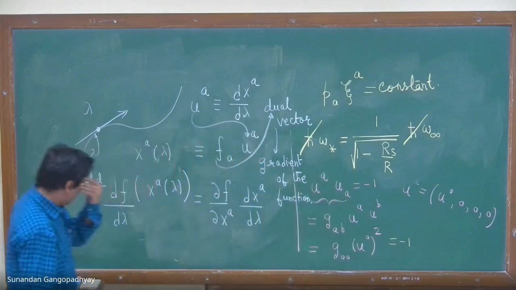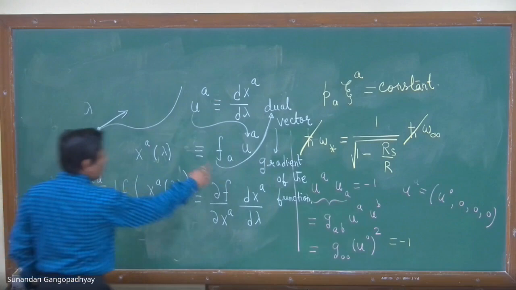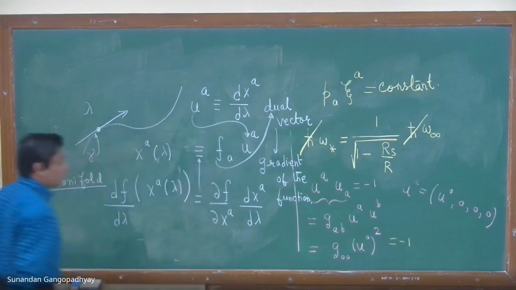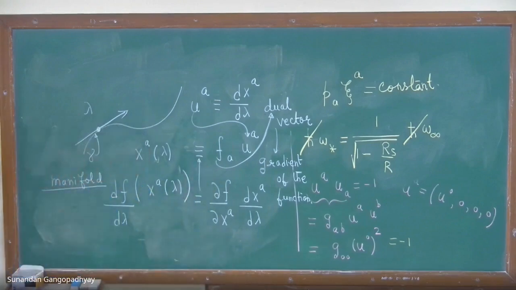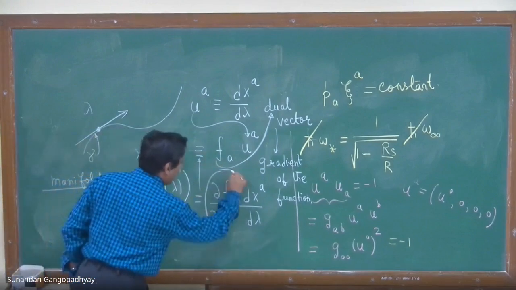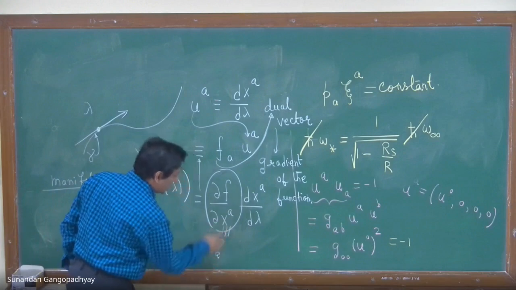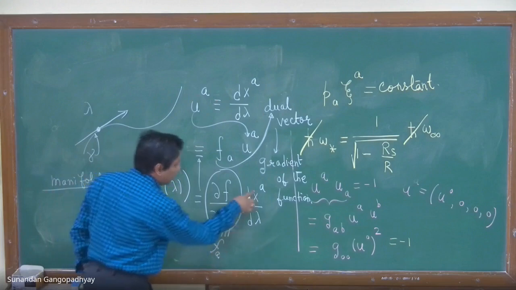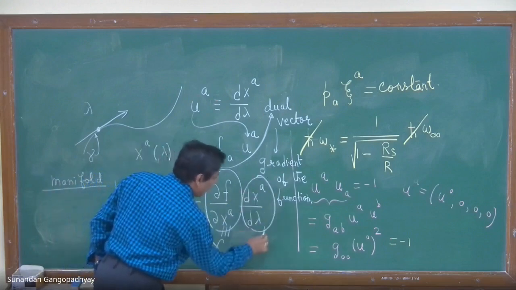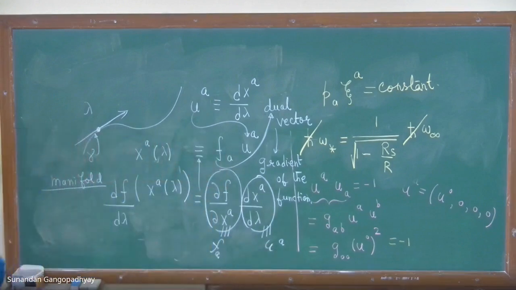So that should not be x A lambda is equal to x A lambda. That should be A. I'm not writing x A lambda is equal to A. I'm writing here to here. I'm calling this FA, since the index is down here, I am writing it down. This I am calling it UA. Okay, this is a dual vector.